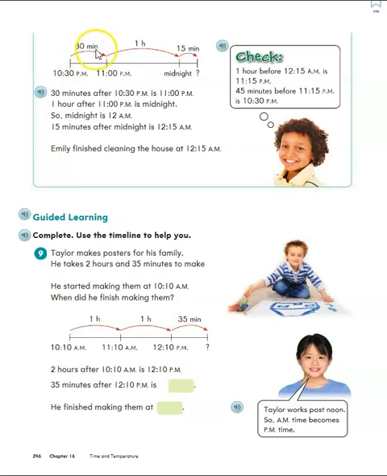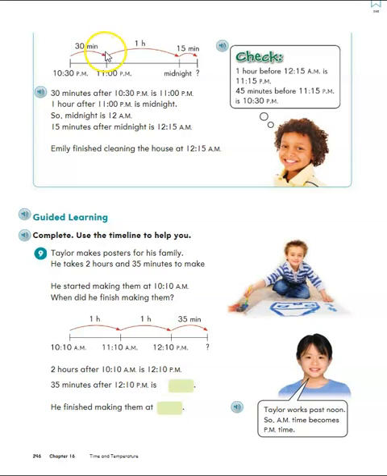So that first jump we did was 30 minutes. So we know that we can definitely jump a whole hour because she cleaned for 1 hour and 45 minutes, right? So we can jump from 11 to midnight. That's a whole hour. So far we have jumped 1 hour and 30 minutes. And we know that she actually cleaned for 1 hour and 45 minutes.